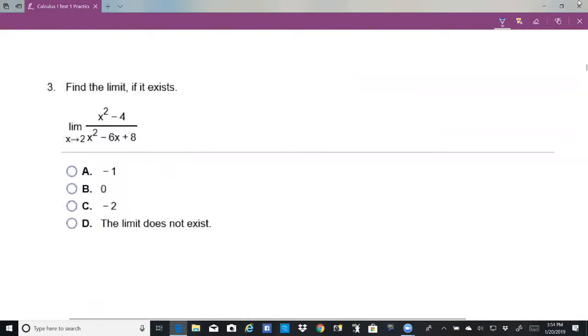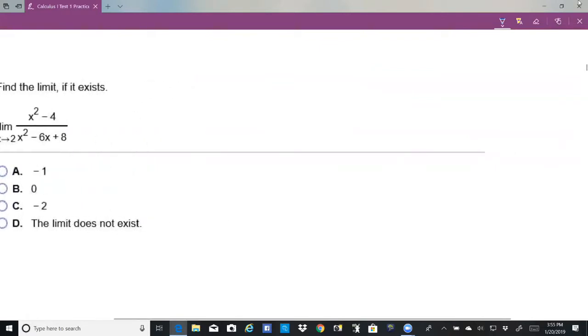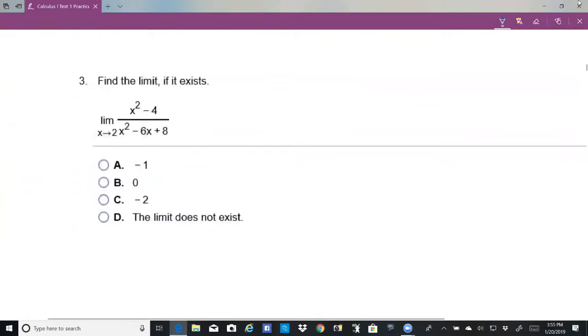Next problem is to find the limit again of another expression. If you plug in x equal 2, you'll get 0 over 0, which is undefined. So you need to find a strategy to simplify the function and look at it so that you can calculate the limit.